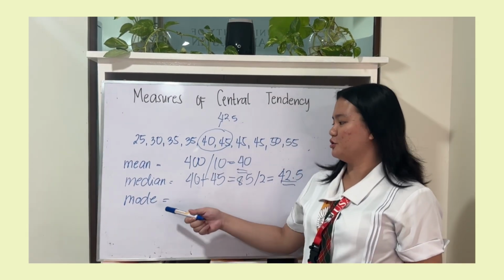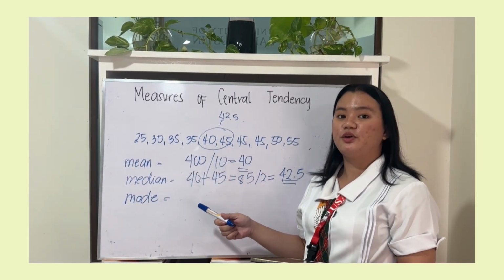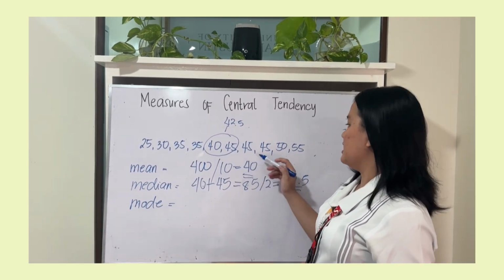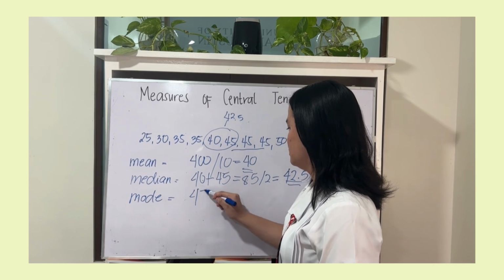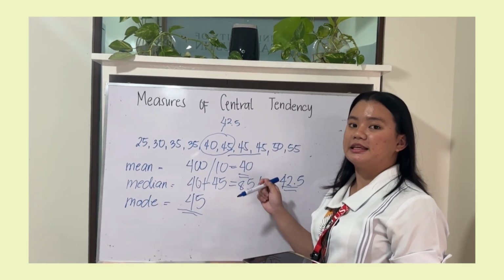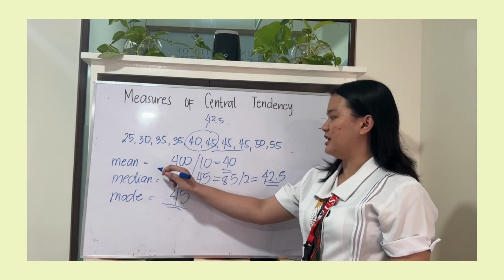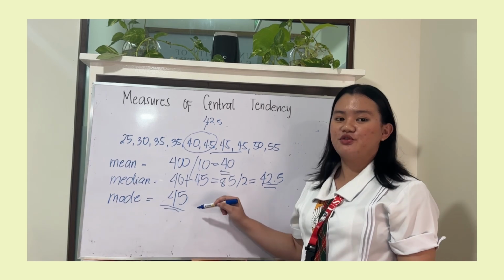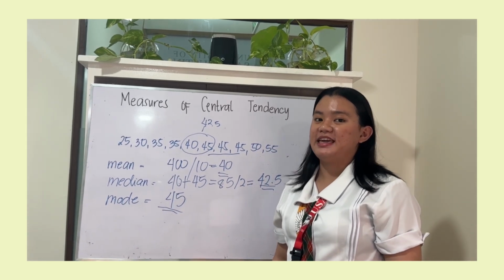And lastly, we should compute the mode, which is the most frequent age appearing in the dataset. So the most frequent is 45. So 45 is the mode of this dataset. So there you have it. Mean 40, median 42.5, and mode 45. Simple ways to look at data.